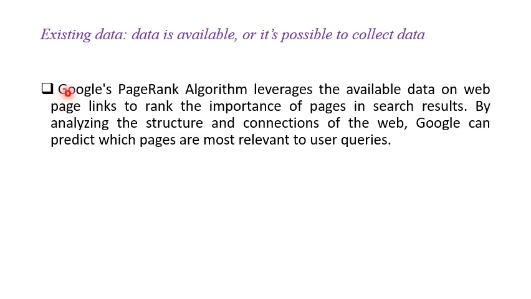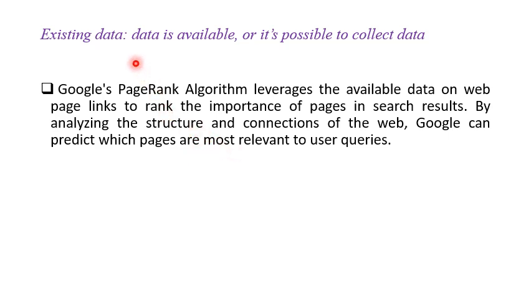Let me clarify the issue with the example of the Google PageRank algorithm. The Google PageRank algorithm leverages the available data on web page links to rank the importance of pages in search results. So data is available, and in this case we can use machine learning by analyzing the structure and connection of the web. Google can predict which pages are most relevant to a user query.